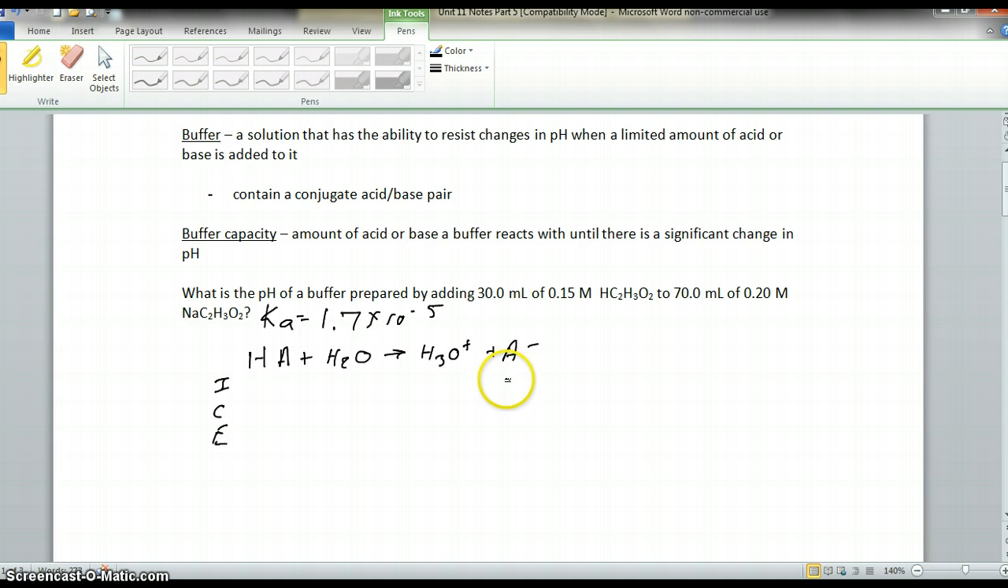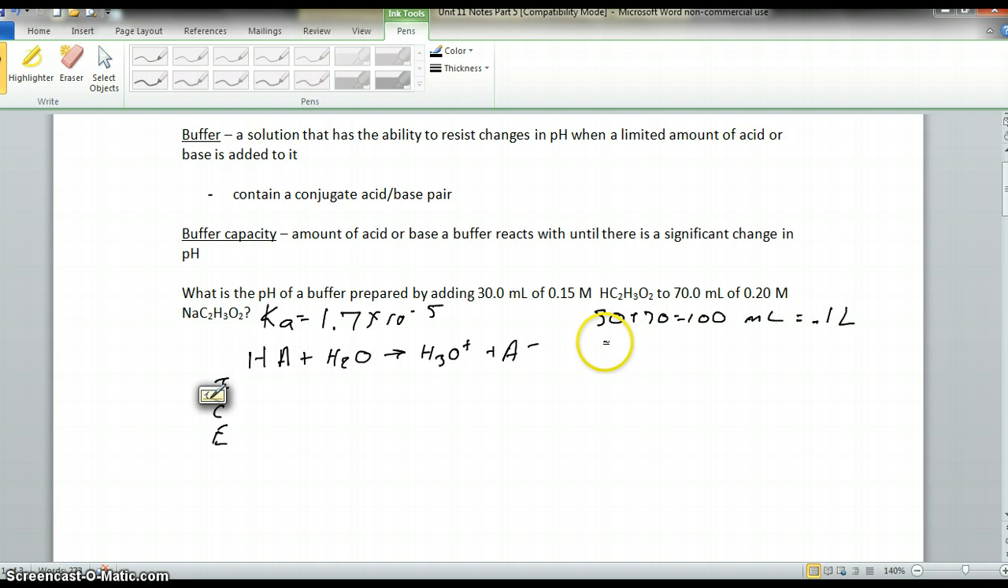The key to this problem is you're adding a solution of both of them together. So even though you have 30 milliliters of 0.15 molar acetic acid and 70 milliliters of 0.2 molar sodium acetate, overall the total volume is 30 plus 70, or 100 milliliters, which is 0.1 liter. To solve for the concentration of HA, which is the acetic acid, and the A minus, which is the acetate ion, you first need to solve for how many moles of each one you have, and then divide it by the new total volume that it's in, which is the 0.1 liters.